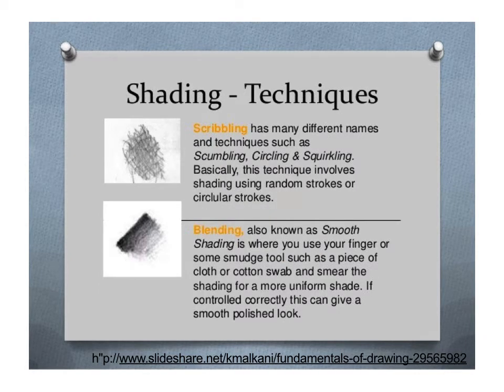There's also a technique known as scribbling. Scribbling actually has many different names, including scumbling, circling, and squirking. Essentially, this technique involves shading in random or circular strokes, so not quite as regular as hatching or cross-hatching. Blending, also known as smooth shading, is where you use your finger or smudge tool to make it a more uniform shape. Controlled correctly, this can give a smooth, polished look. Because we're using pen to complete our pieces, as you can imagine, the blending technique is not going to work.